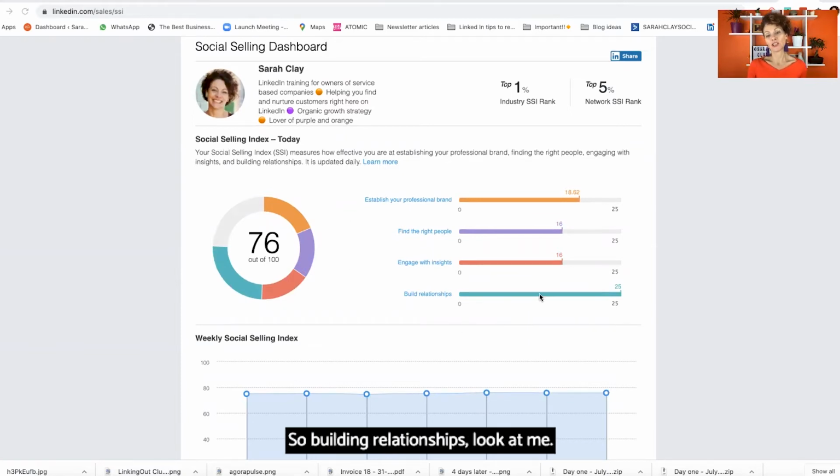So building relationships, look at me, I get 100%, 25 out of 25 on the building relationship score, which is absolutely no surprise because that's what I'm about. I'm about building relationships. I think building relationships is so, so important in order to do business with people and, just generally, I think that building relationships is the most fundamental thing that we should be doing on LinkedIn.